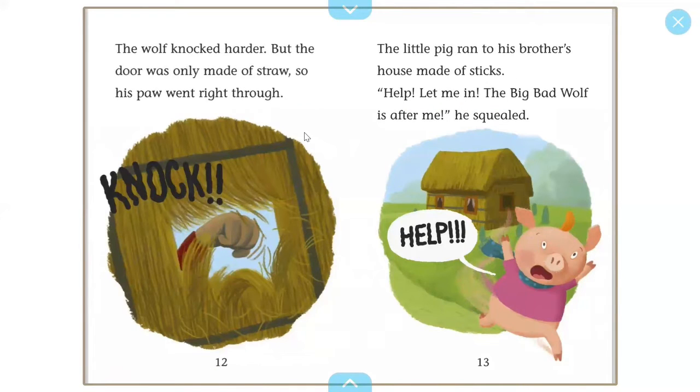The wolf knocked harder, but the door was only made of straw, so his paw went right through. Oh, he's knocked and opened. The little pig ran to his brother's house made of sticks. "Help! Let me in! The big bad wolf is after me!" he squealed. Okay, so we can find those quotation marks. We can see what the pig actually said, right? Good. And we can also see it has a little speech bubble right here. It says help. That's what the pig actually said.